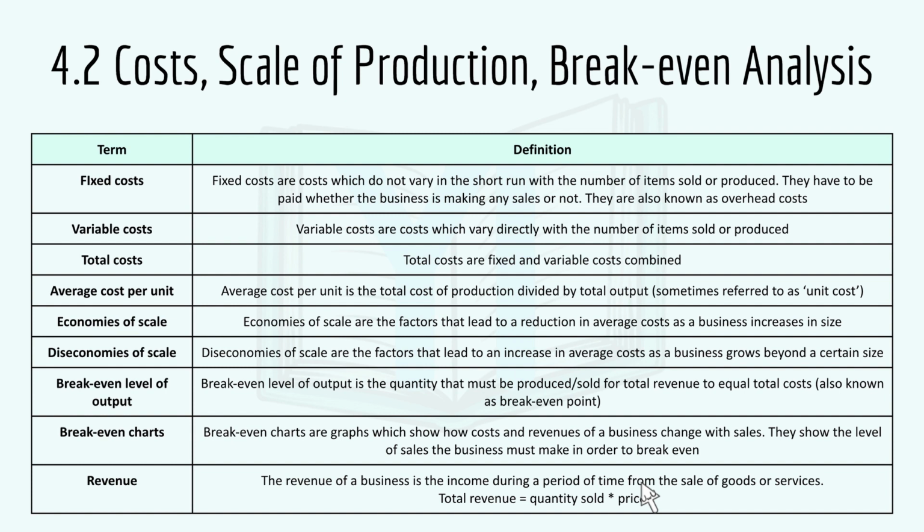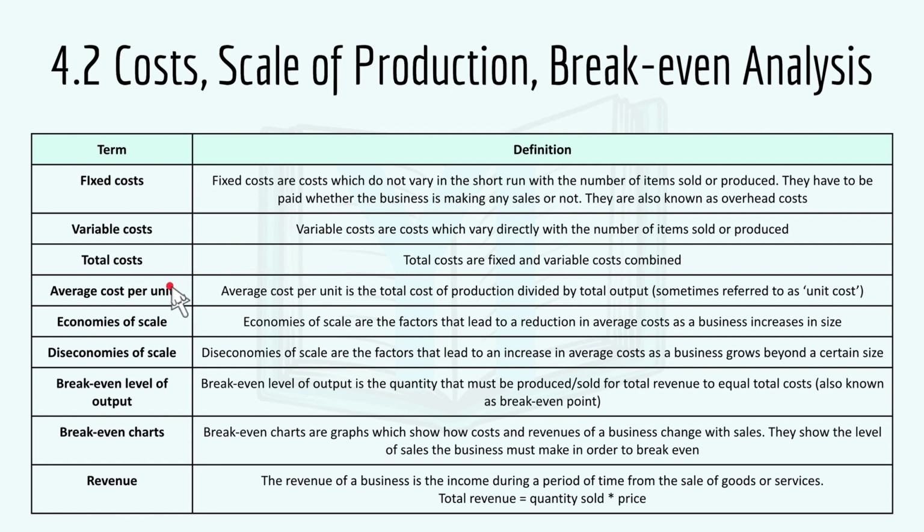And lastly, here are some definitions for 4.2, cost, scale of production, and break-even analysis. Here we have fixed costs. Fixed costs are costs which do not vary in the short run with the number of items sold or produced, and they have to be paid whether the business is making any sales or not. They are also known as overhead costs. The variable costs are costs which vary directly with the number of items sold or produced. The total costs are fixed and variable costs combined.